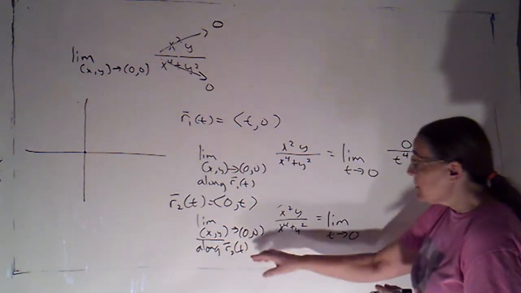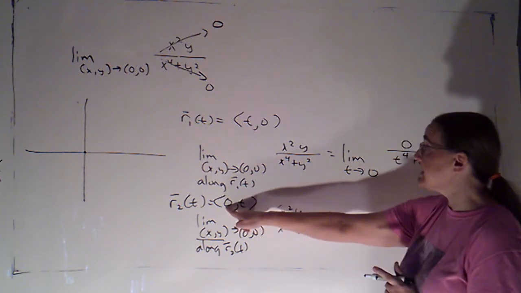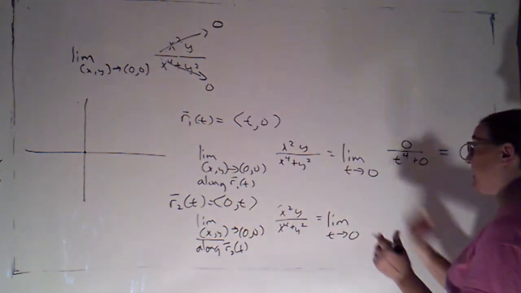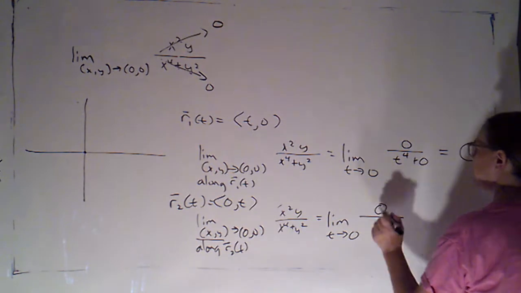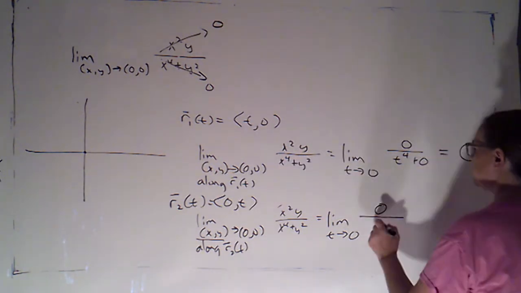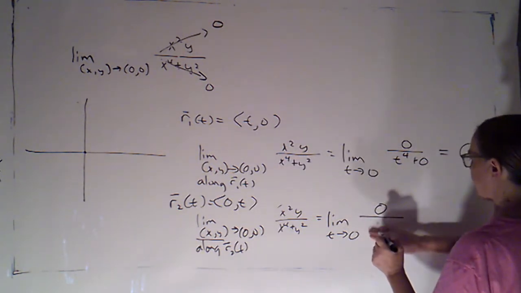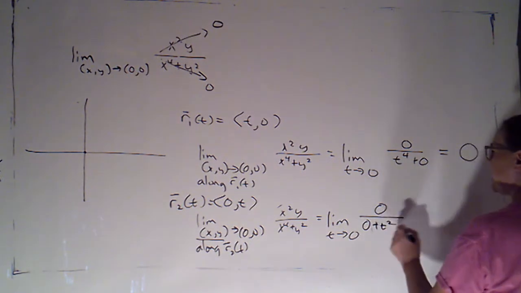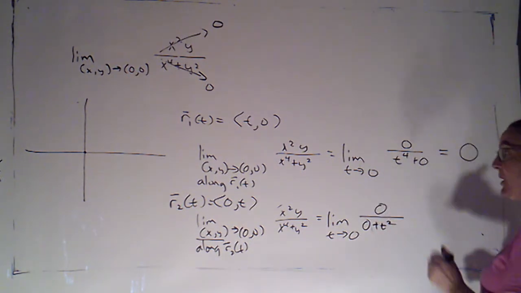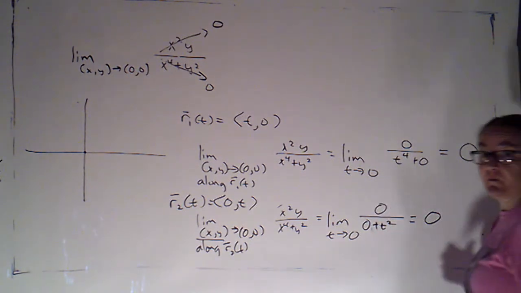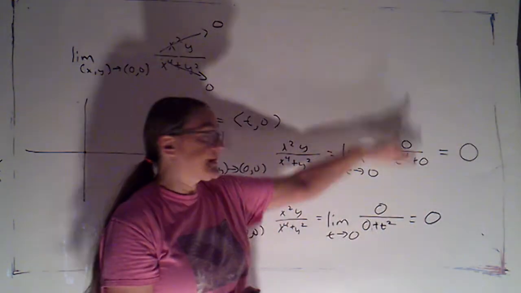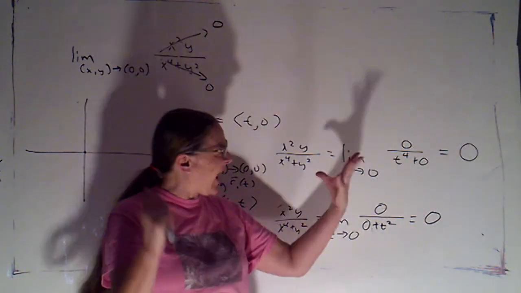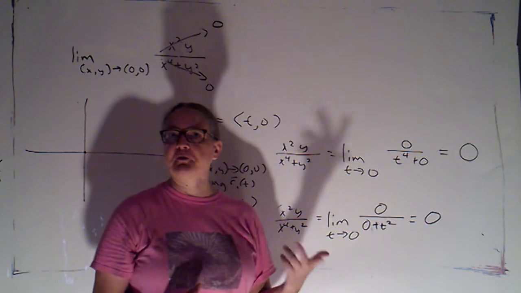And this time, we are replacing the x's with 0. So we're going to get 0 times y, which is 0, and then we're going to get 0 plus t squared. But we literally have 0 on top, so that limit is 0. So we got the same thing. Okay, rats. We're going to have to look at a third path.